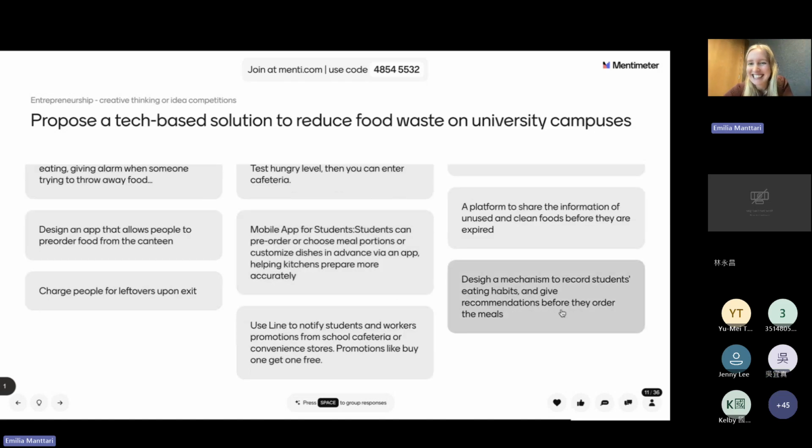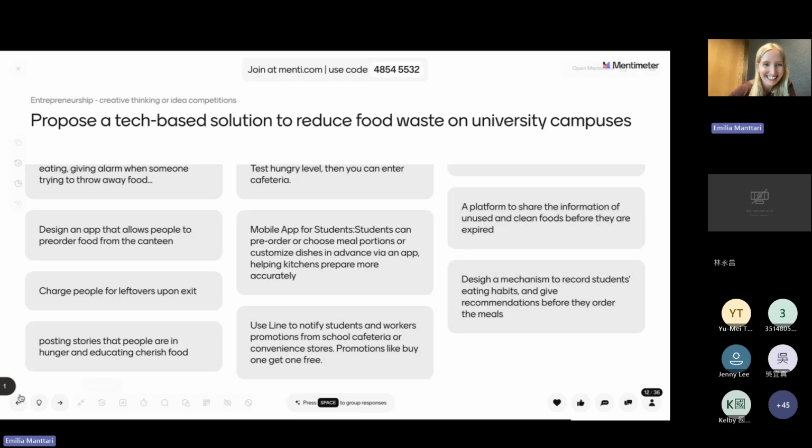Here we have one more. Design a mechanism to record students' eating habits and give recommendations before they order the meals. Amazing. Very data-driven, a lot of these. Posting stories that people are in hunger and educating to share his food.